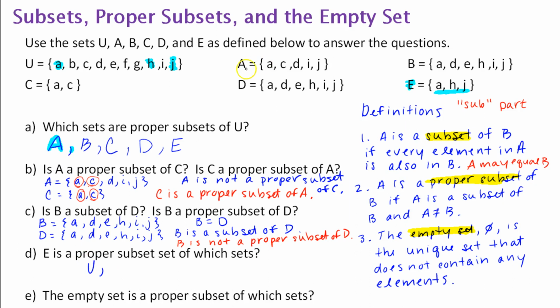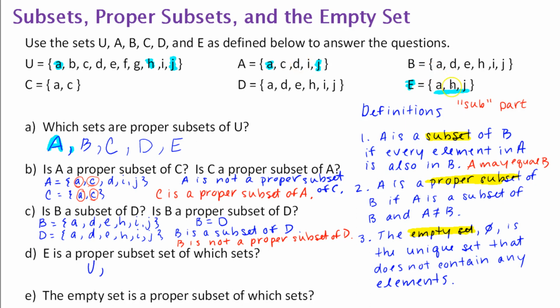Next, let's look at the set A. It has the element A. It does not have the element H, so we could actually stop there, but we'll also highlight J. So the set E is not a subset of A because there's an element in E that's not in A. So E is not a subset or a proper subset of A.